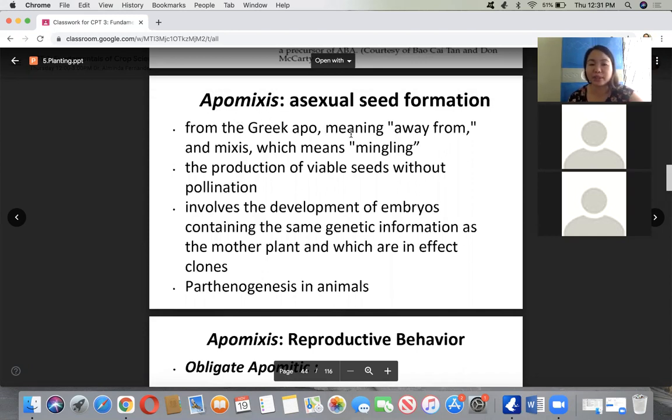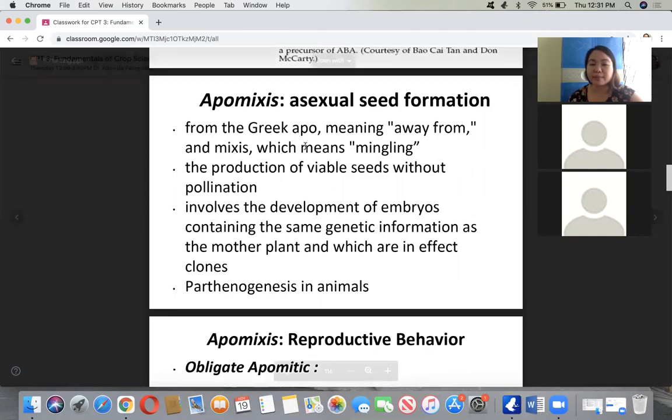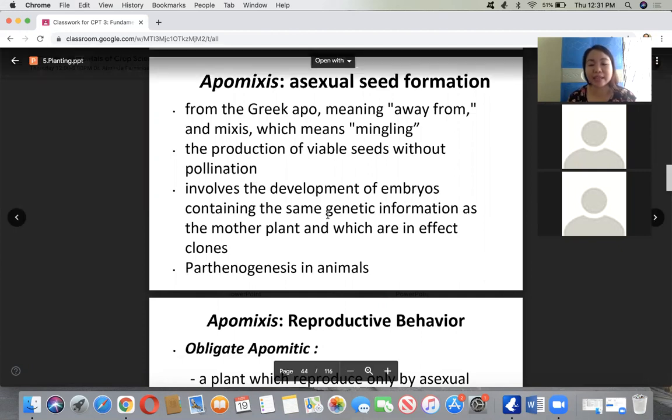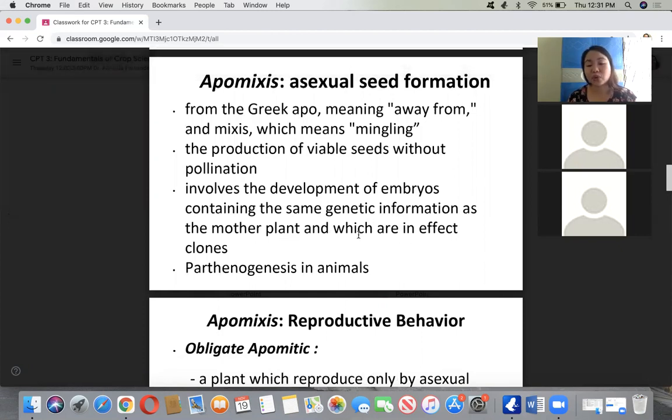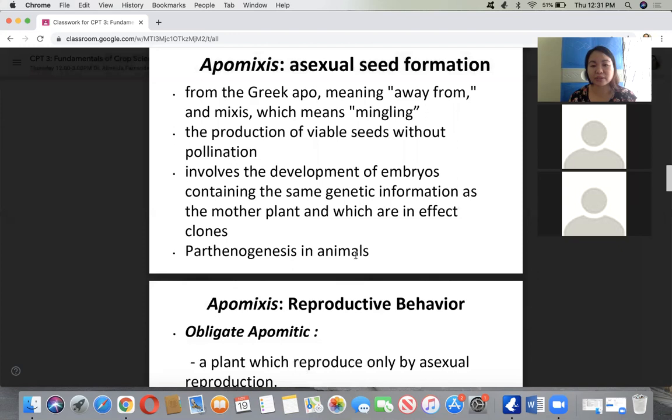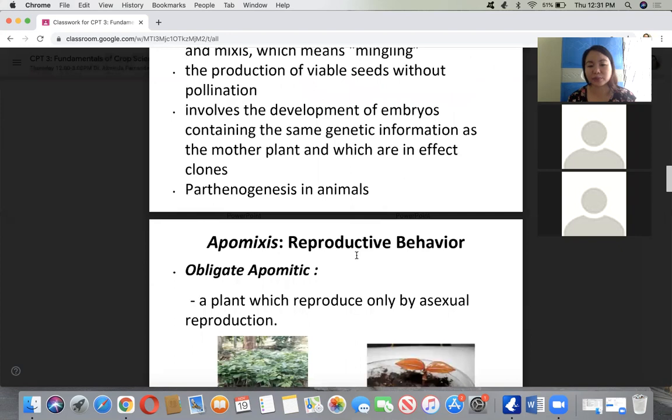It means from the Greek apo, away from, and mixes, which means mingling. So it produces viable seeds even without pollination. But this is not true to all. It only happens from specific kind of crops. So meron siyang development of embryos containing the same genetic information as the mother plant, and which are in fact clones, no? In animals, these are called parthenogenesis. Although asexual siya, but the same clone of crops produced.